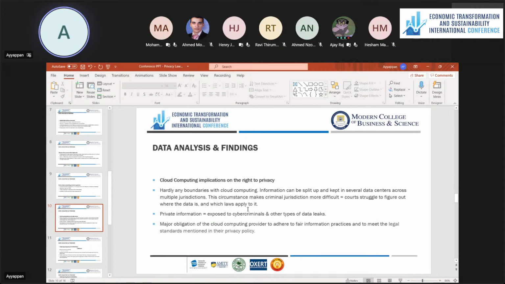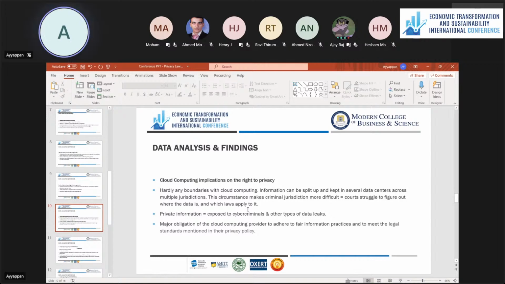Cloud computing implications on the right to privacy. Hardly any boundaries with cloud computing. Information can be split up and kept in several data centers across multiple jurisdictions. And jurisdiction is one of the most critical factors determining privacy and personal data security in cloud technology, which is not easy. With cloud computing, there are limitations in terms of looking into how data can be divided up and stored in several data centers across multiple jurisdictions. This circumstance makes criminal jurisdiction more difficult. Courts struggle to figure out where the data is and which laws apply to it.